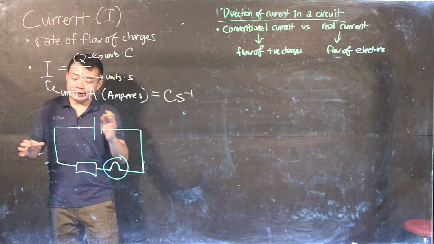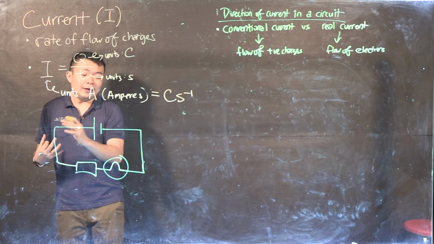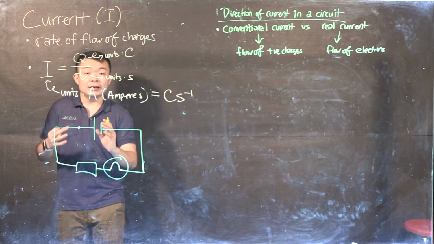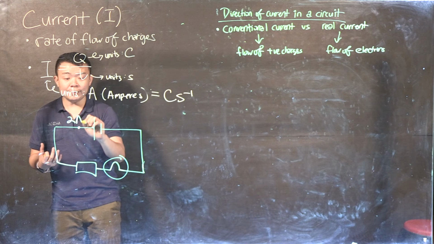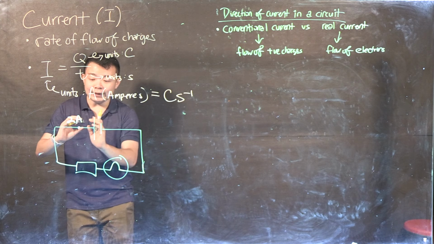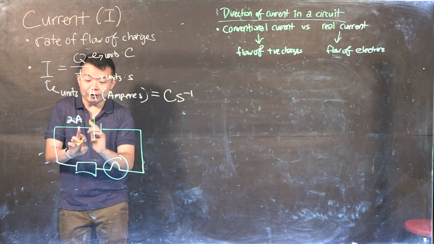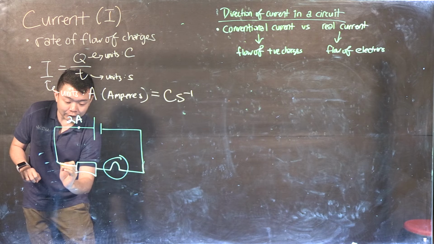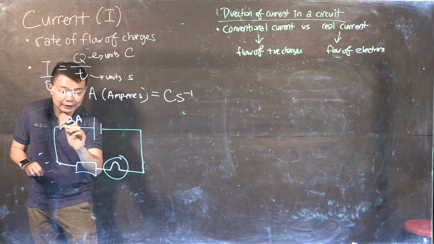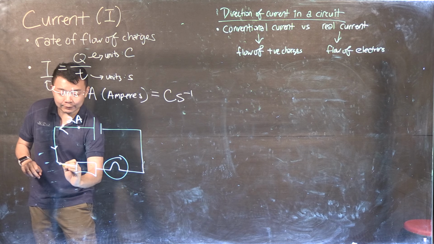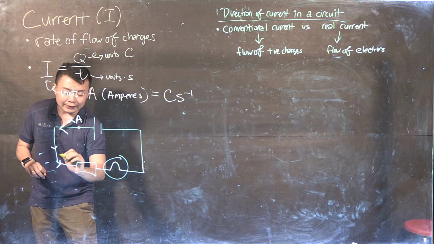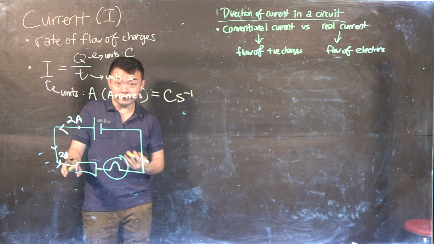Okay, so say this battery provides the circuit motivation for the charges to move, and say the current here is 2 amperes. All right, so this means that with every 1 second that passes, 2 coulombs worth of charges flow past this point. And if I choose this point to analyze, and let's just take the direction of conventional current, which is something that I'll look at later on, at this point we are also going to get the same 2 amperes of current.